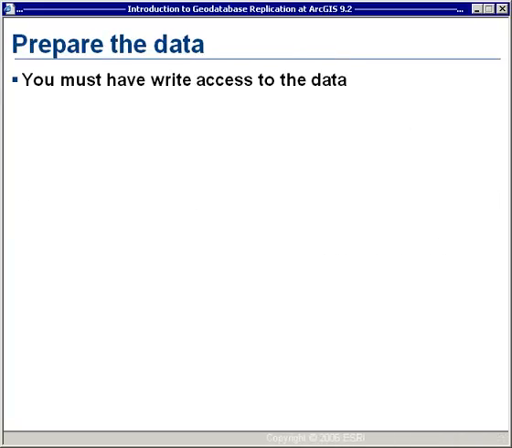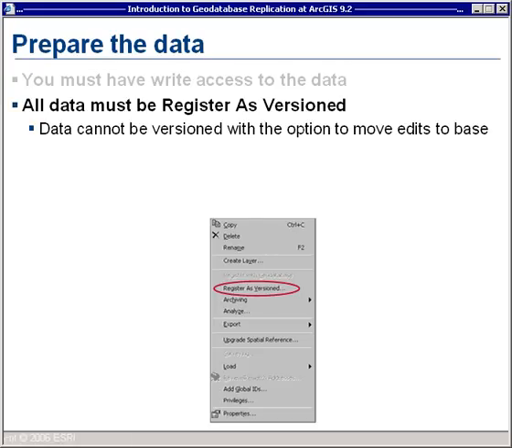Before you create your replica, you must ensure that the data meets the following requirements. First, you must be connected as a user that has write access to the data. All the data must be registered as versioned in your ArcSDE geodatabase. And please note that geodatabase replication requires the full versioned architecture. So the new functionality of versioning your data with the option to move edits to base is not supported with geodatabase replication. Again, it must be fully versioned.